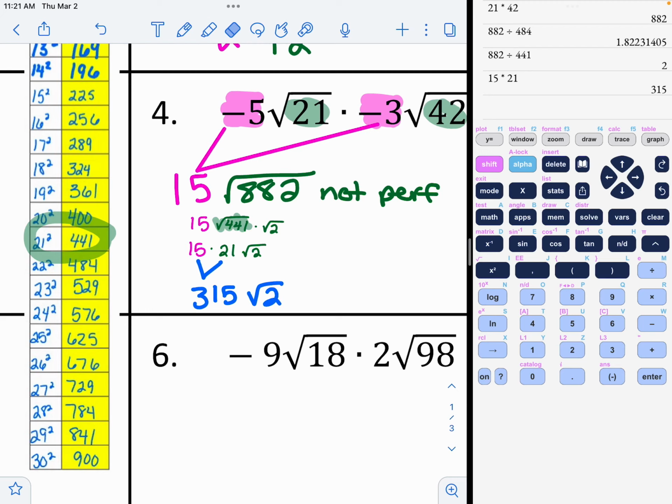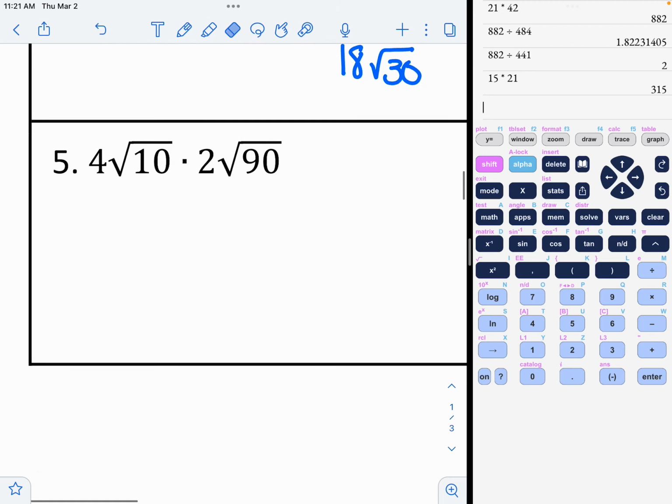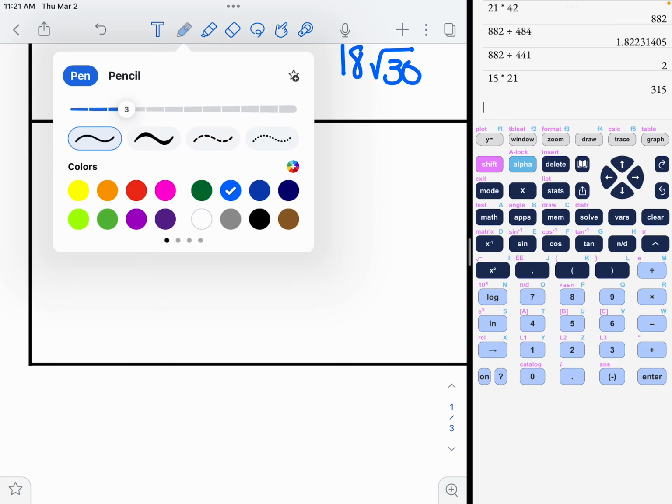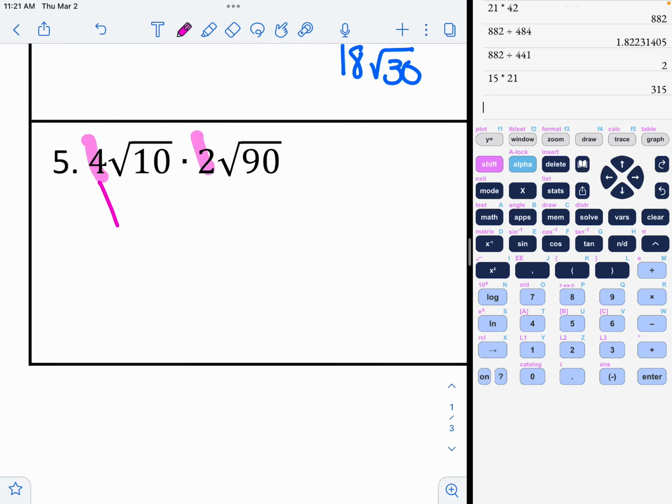Okay, let's try this again on number 5. Outside numbers, I am going to highlight in pink. And I'm going to put them in my calculator right now so I don't forget about them. You get an 8.